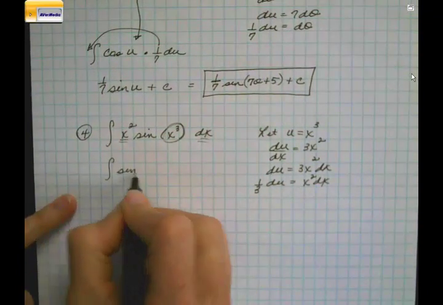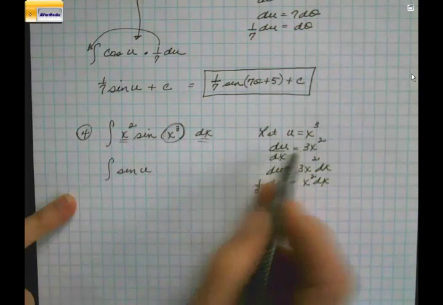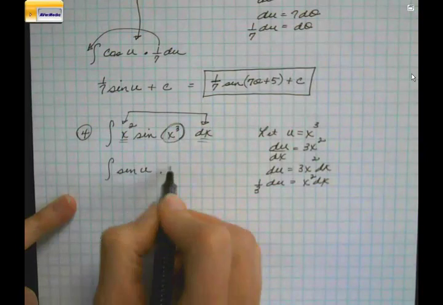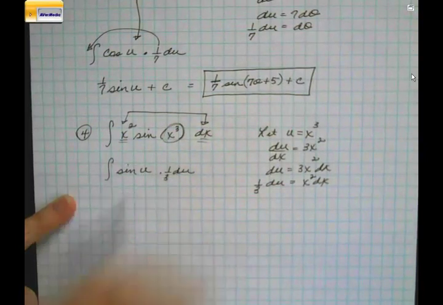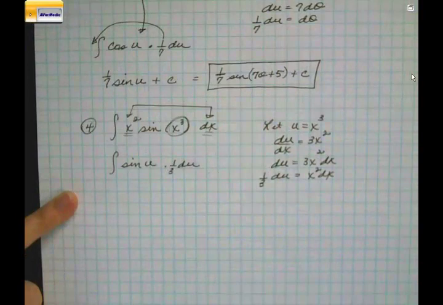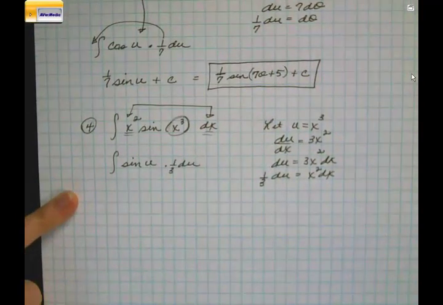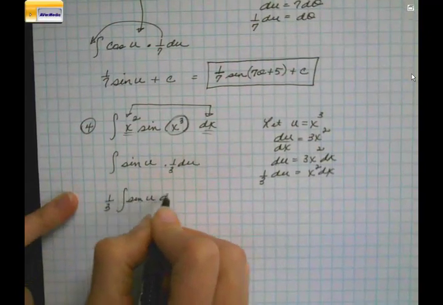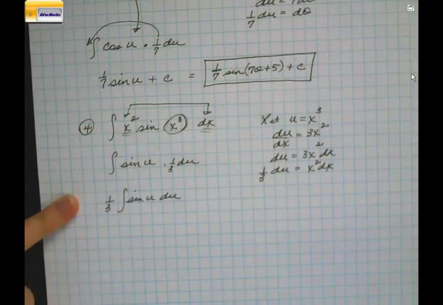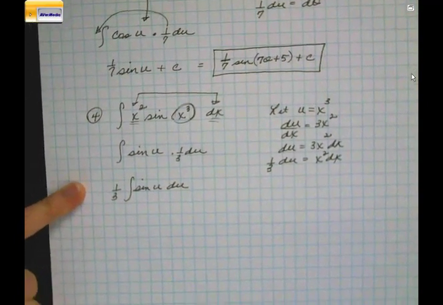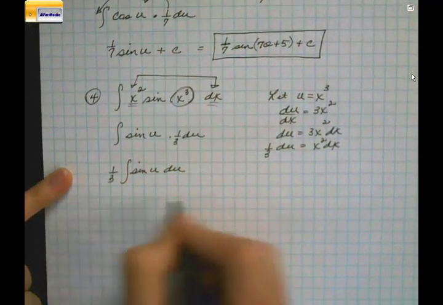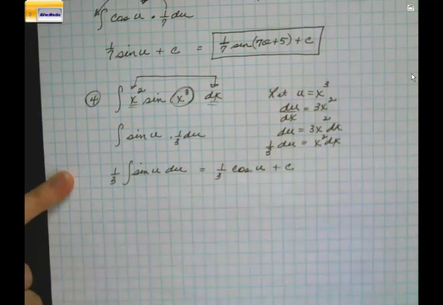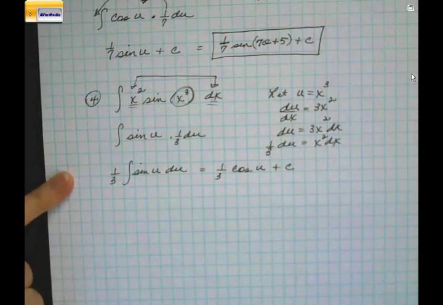So this now becomes the integral of sine of u, because x cubed is u, and then the x squared dx is replaced by 1/3 du. Now pull the 1/3 out front, the step I accidentally skipped in the example 3 above. And then the integral of sine u is just cosine u. And don't forget the plus c, because these are indefinite integrals.